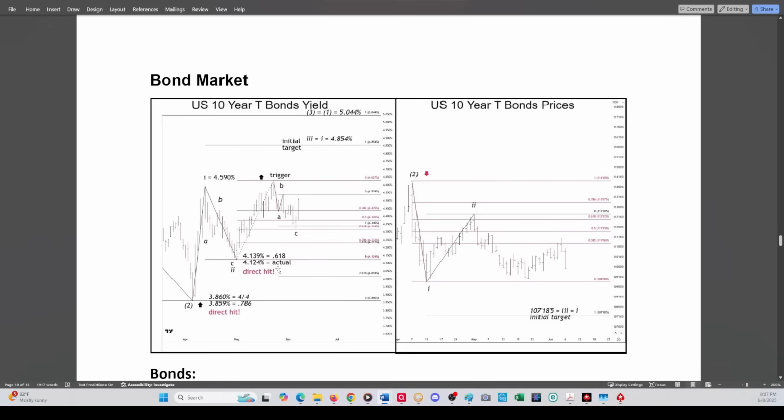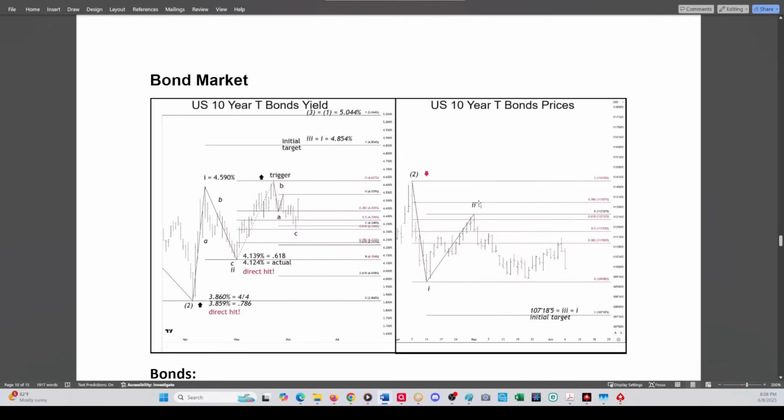Where is it wrong? It shouldn't go below the low here, which is 4.124. If it goes below there, this wave count is wrong. We always know where it's wrong, where it's right, okay? But so far we hit our initial trigger to the upside in yield. And the prices are just the opposite. Here you have the wave 2 down, which is the opposite of this. I'm sorry, this is a wave 2 low, this is a wave 2 high in prices.